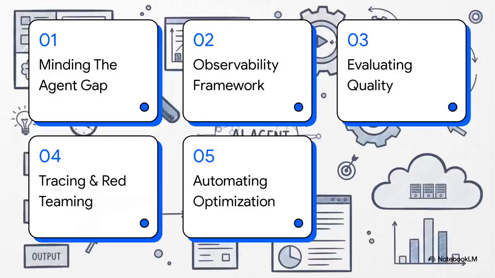Here's our roadmap for today. First up, minding the agent gap. Second, the observability framework. Third, evaluating quality and safety. Fourth, tracing and red teaming. And finally, number 5, automating the optimization loop. Let's get right into it.